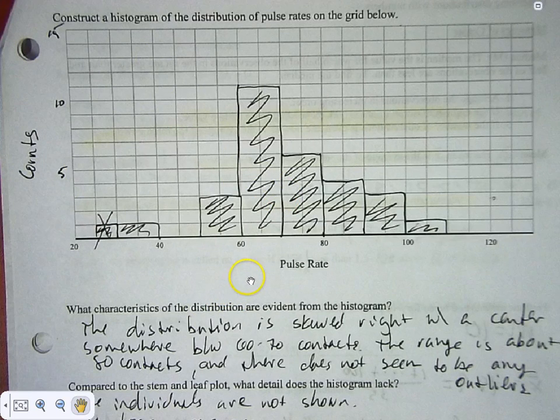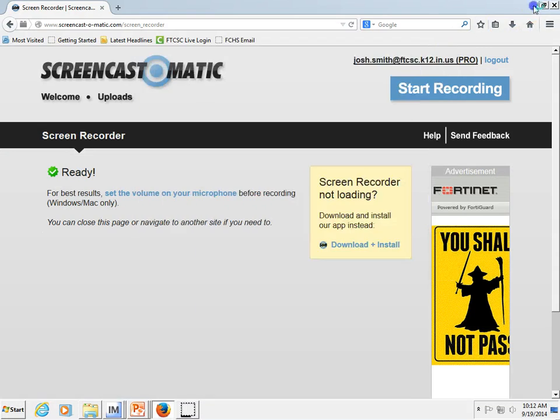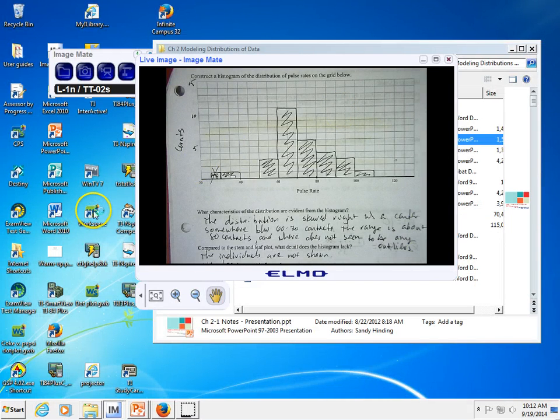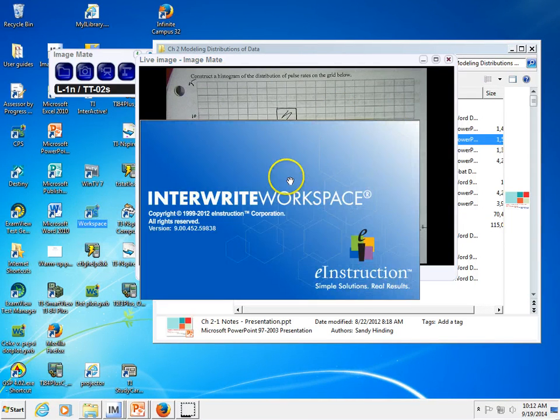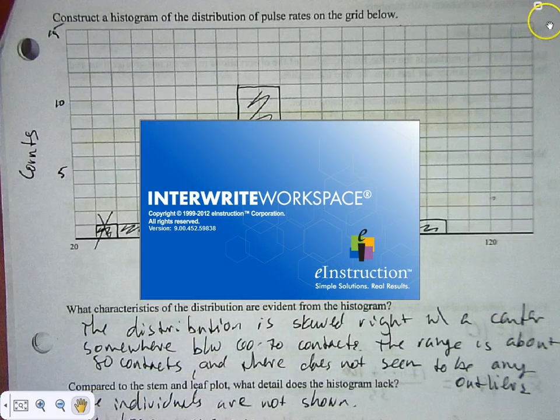If I can ever get my pen to pop up and start working. Okay, it's not going to want to, so bear with me just for a second. Here we go.